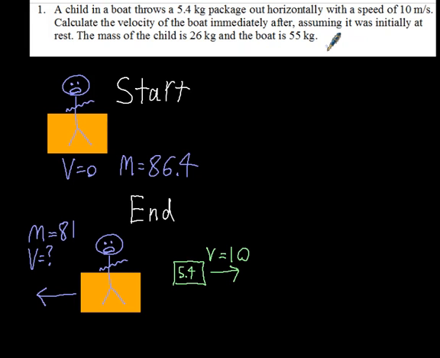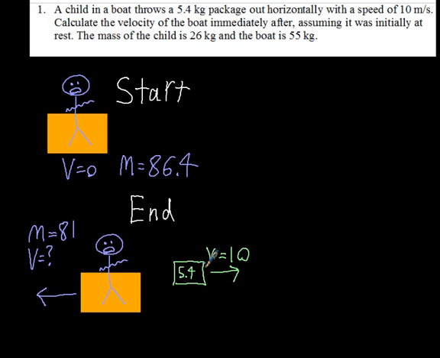You know this is a momentum problem, and for momentum problems, you've got to draw a picture of the beginning of the problem and the end of the problem. So at the beginning, you've got a kid just hanging out here on the boat. The total mass of all three of them together is 86.4 kilograms. At the end, though, he chucks the package to the right at 10 meters per second, and we want to know how fast all this stuff is going over here.